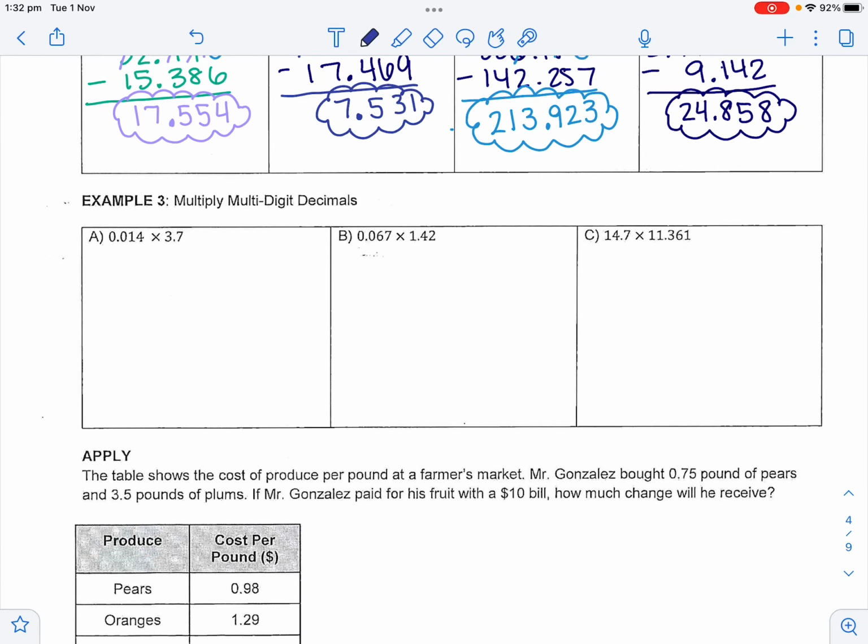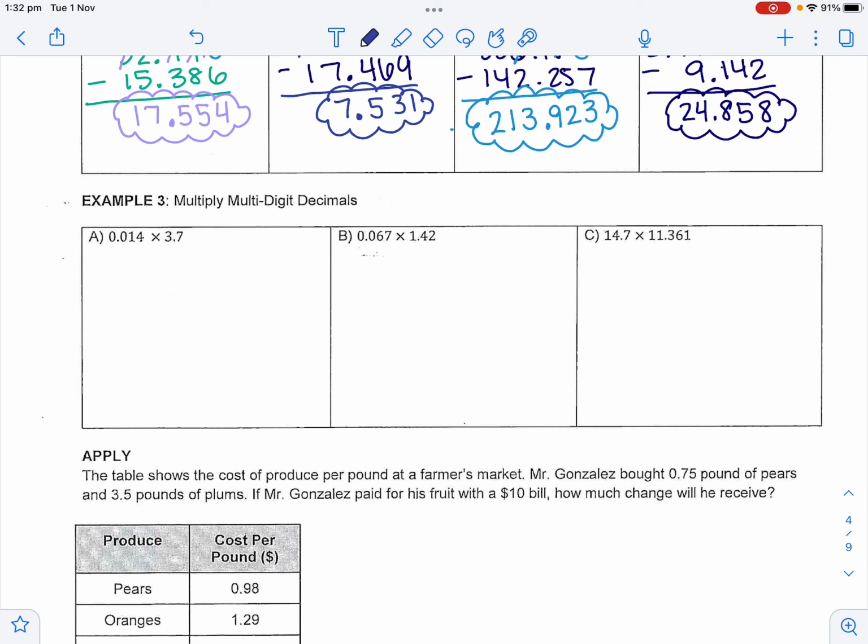Hey everyone, we're going to continue our operations with multi-digit decimals by doing multiplication. Now, multiplication is different than addition and subtraction in that you do not need to line up the decimal places when you multiply. We're actually going to remove the decimal places from this problem until we get to the end, and then we're going to reinsert them. Because when you multiply decimals, the number of decimal places in the answer comes from a combination of the decimal places in each part of the problem.